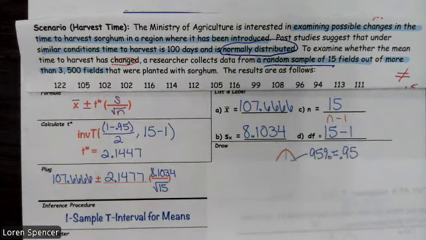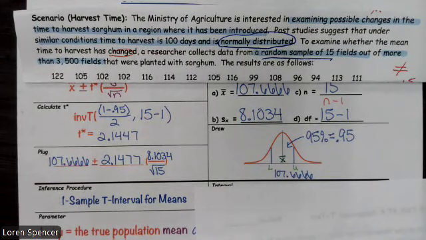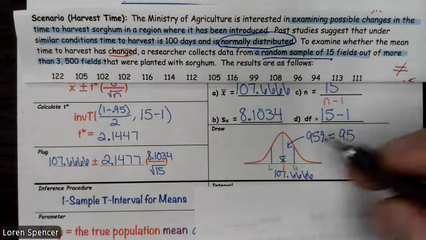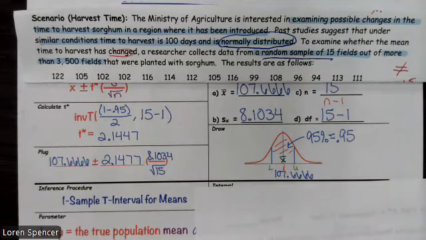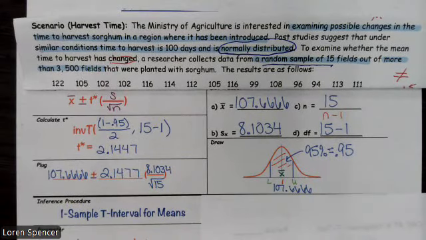All right. Next, we are centered on our x bar. So we're centered on 107.666. And this area right here is 95%. And ultimately, we're going to have a lower and upper bound. Well, we're going to do a one sample t interval.